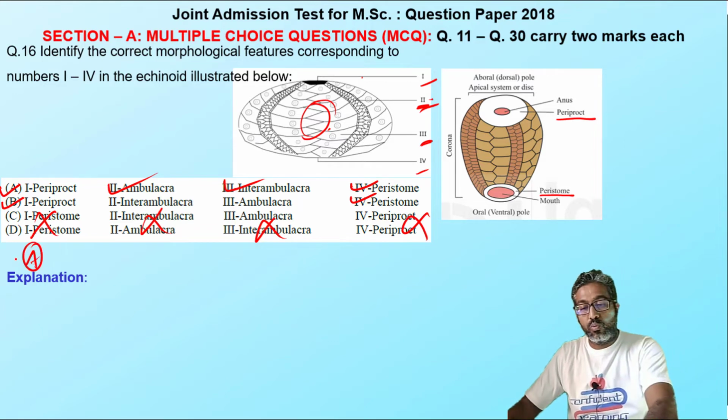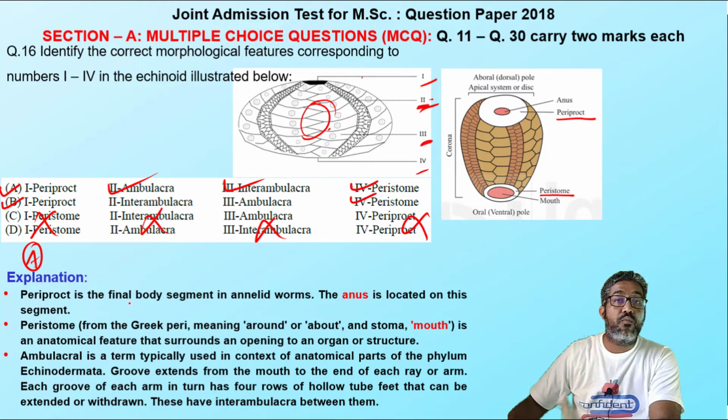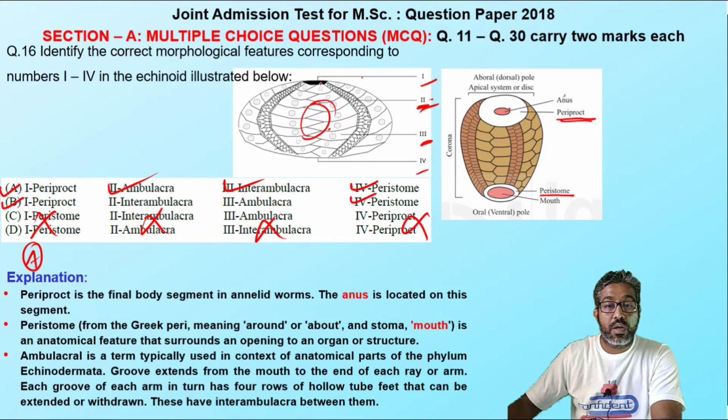If you want to see the explanation, it is something like this. Periproct is the final body segment. The anus is located on this segment. Now the anus is located on this segment, which is the periproct. So here the anus is there, so it is my periproct. Peristome. What do you mean by peristome?